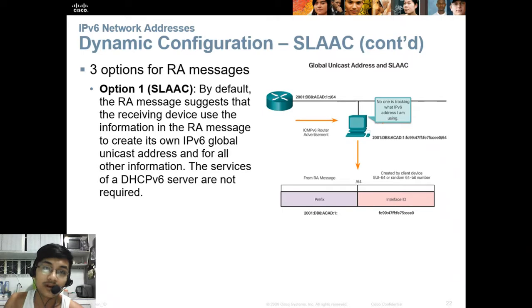Three options for RA messages. Option 1: by default, the RA message suggests that the receiving device use the information in the RA message to create its own IPv6 global unicast address.